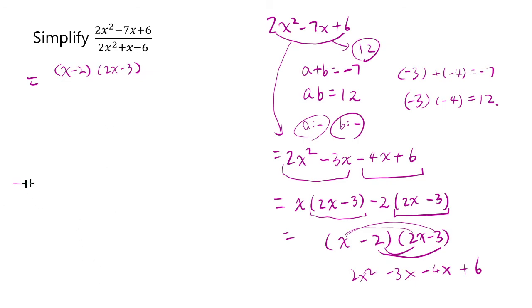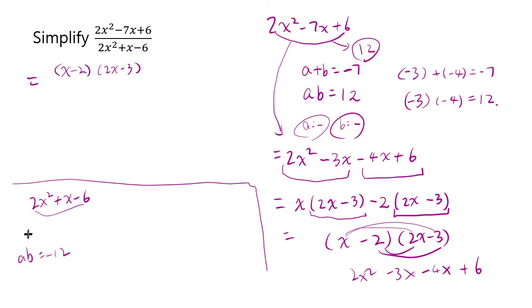Okay, let's do another one of these here: 2x squared plus x minus 6. Multiply these two, you get negative 12 again. So we need two numbers that multiply to negative 12, and then a plus b should be positive 1. Now if you have a product that gives you a negative, that means one is positive and the other is negative. We'll call the positive one a and the negative one b.